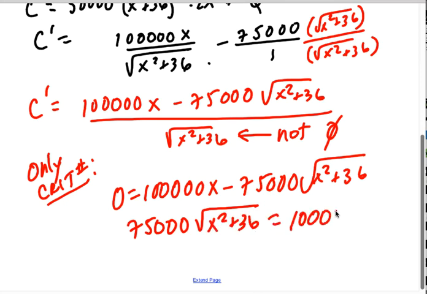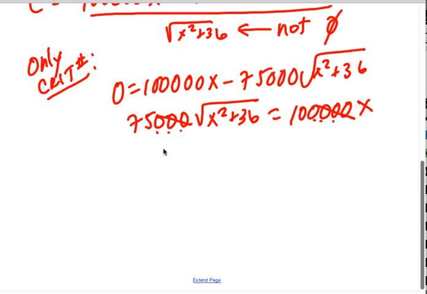So I noticed that I see 1, 2, 3 zeros and 1, 2, 3, 4, 5 zeros, so I can divide and get rid of 3 zeros, and that's going to make your life a lot easier. So I'm going to argue that you probably want to make this 75 times this root equals 100x, and actually you can go a little bit farther.